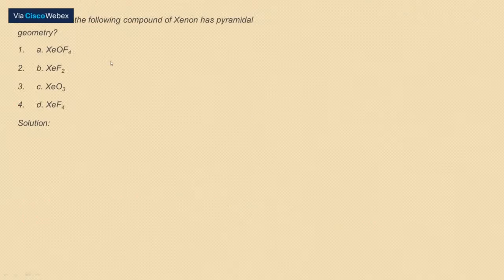Now, which of the following compounds of xenon has a pyramidal geometry? The 4 options are given, and all have xenon in them. So which of the following has a pyramidal geometry, and why is it so?